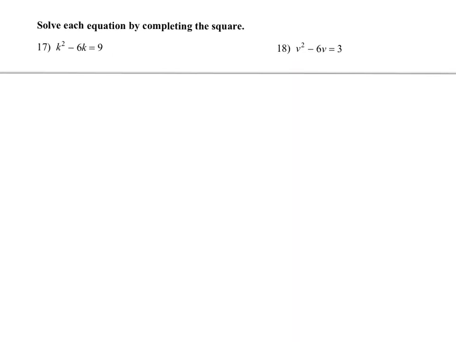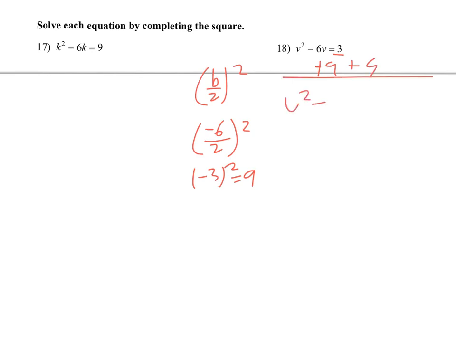All right, lastly here I'm going to do completing the square. So for completing the square, remember I do want this number over here, so I'm not going to move that. I don't need to get one side to 0. So I'm going to jump right into my b over 2 squared for completing the square. So that's negative 6 over 2 squared, negative 3 squared, which is positive 9. So I'm going to add 9 to both sides. So that tells me what I need to add to both sides.